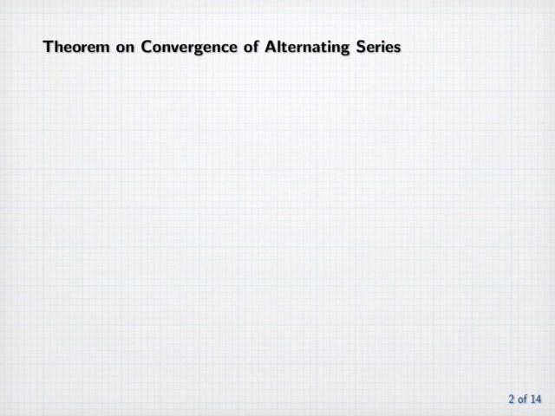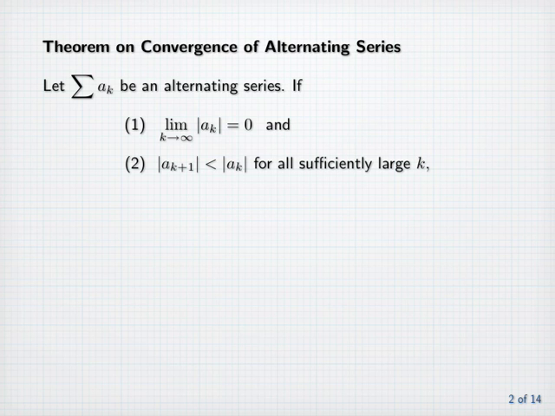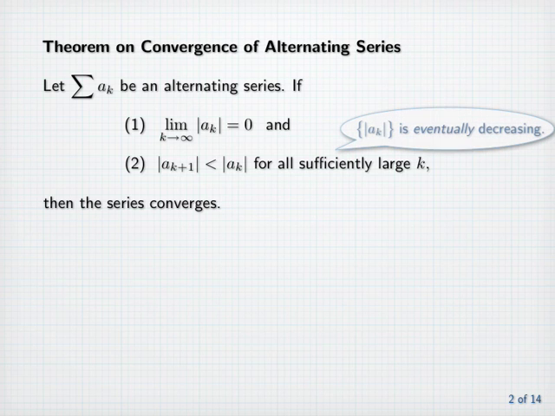Theorem on convergence of alternating series. Let the sum of a sub k be an alternating series. If 1, the limit as k goes to infinity of the absolute value of a sub k is equal to 0, and 2, the absolute value of a sub k+1 is less than the absolute value of a sub k for all sufficiently large k, then the series converges. Notice that the second condition says that the sequence absolute value of a sub k is an eventually decreasing sequence.